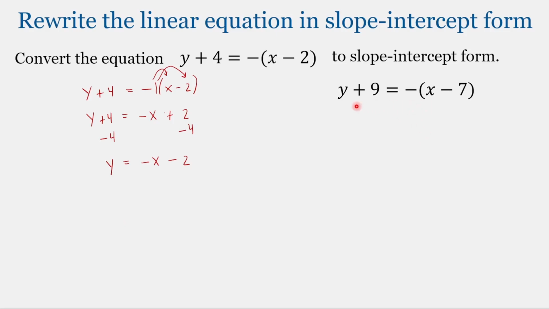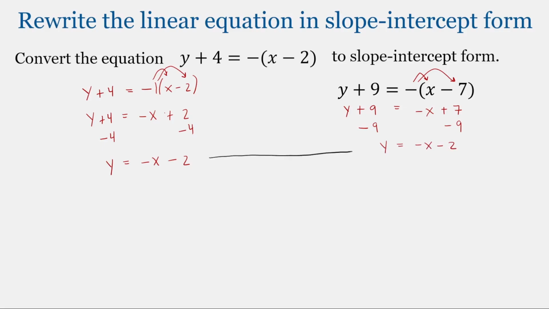Now let's look at this second equation. We have y plus 9 equals negative times the quantity x minus 7. We're going to convert this into slope-intercept form using the same process. So let's first multiply this negative 1 by the quantity x minus 7. We end up with y plus 9 equals negative x plus 7. And then to get that y by itself on one side, we're going to subtract 9 from both sides.